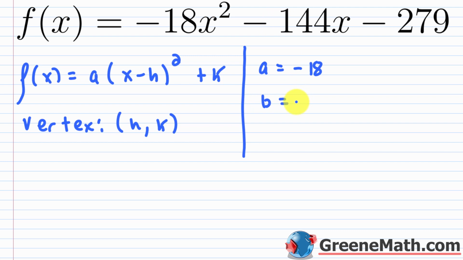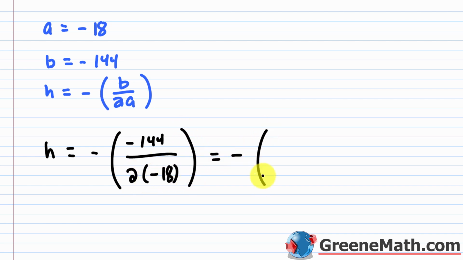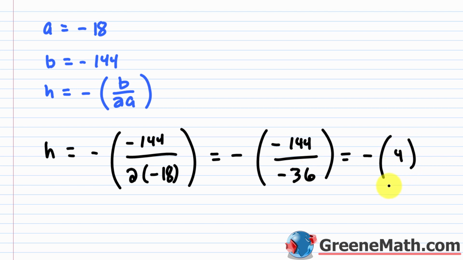So in this case, that's going to be negative 144. And then your h is equal to the negative of b over 2a. Let me just write that h is equal to the negative of, your b here is negative 144, and then over 2 times a, your a is negative 18. So this is the negative of negative 144 over 2 times negative 18, that is negative 36. So this would be equal to the negative of negative 144 over negative 36, that's positive 4. So we want the negative of 4, which is just going to be negative 4.